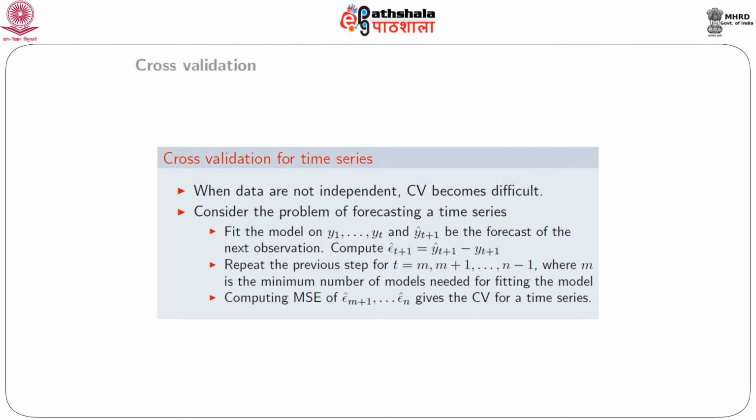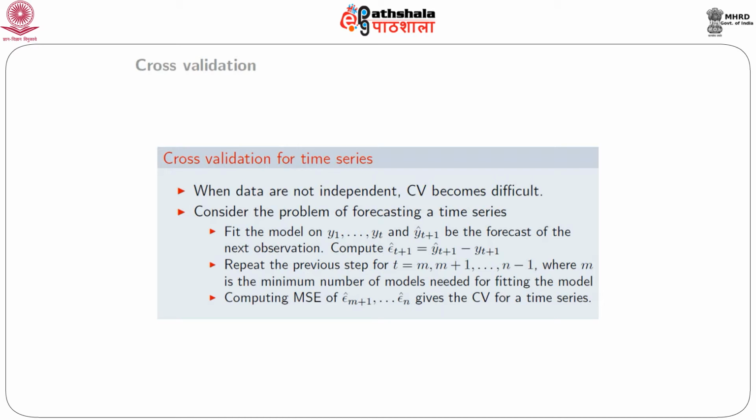Cross validation for time series. When data are not independent, cross validation becomes a bit difficult, as leaving out one observation does not remove the entire association due to correlation with other observations. So, for time series forecasting, a cross validation statistic is obtained as follows. Let the data be y1 to yt, and let ŷ_{t+1} denote the forecast of the next observation.